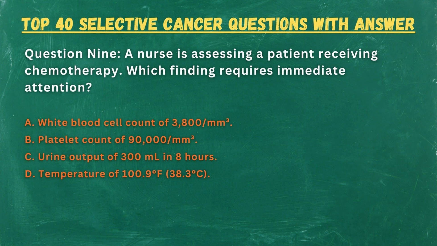Question 9. A nurse is assessing a patient receiving chemotherapy. Which finding requires immediate attention? A. White blood cell count of 3,800/mm³. B. Platelet count of 90,000/mm³. C. Urine output of 300 milliliters in 8 hours. D. Temperature of 100.9 degrees Fahrenheit, 38.3 degrees Celsius. Answer. D. Temperature of 100.9 degrees Fahrenheit, 38.3 degrees Celsius.